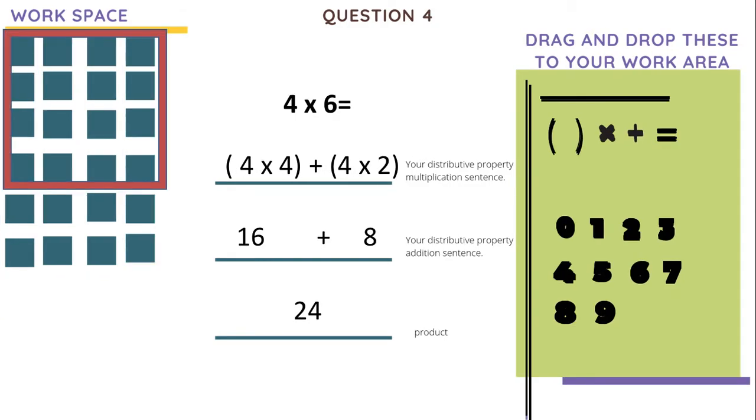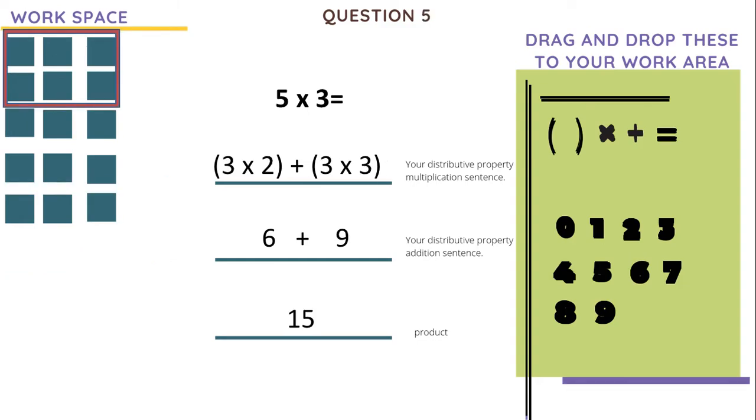Here we have the multiplication 4 times 6. I chose to break apart the 6 into 4 and 2, giving us the problem 4 times 4, which equals 16, plus 4 times 2, which gives us 8. When we add 16 plus 8 together, we get the product 24.